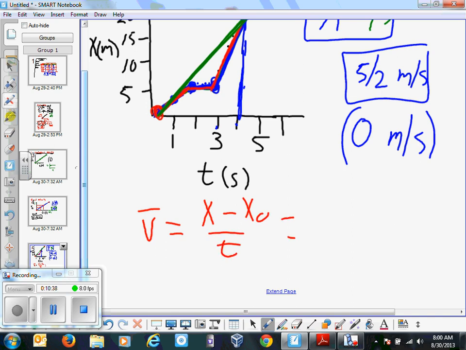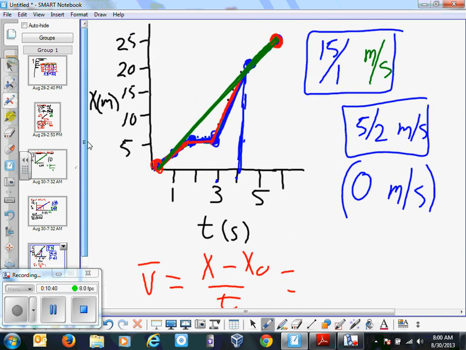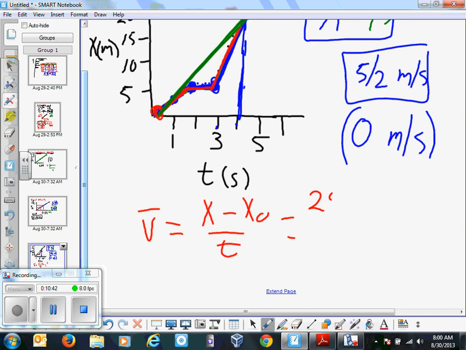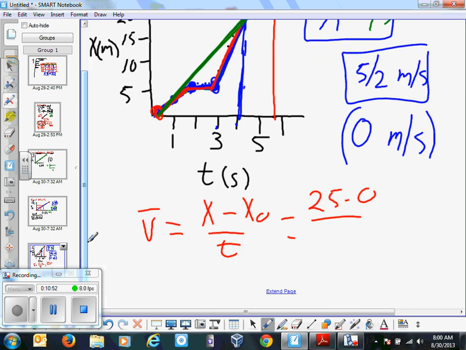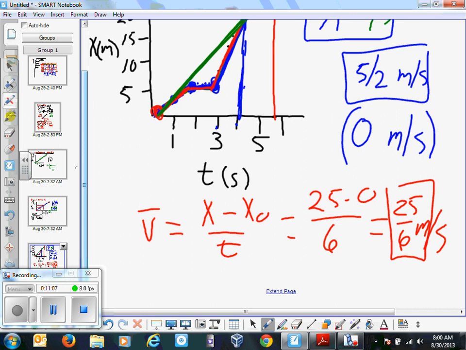So in this case, our final position is 25 minus 0 over, what do we have? 6 seconds. So our average velocity is 25/6. I would suggest in the homework that you put that into decimal form. I don't have my calculator on me right now, but that is the way that we would figure out the average velocity for the entire situation.